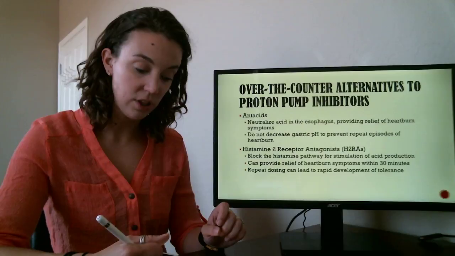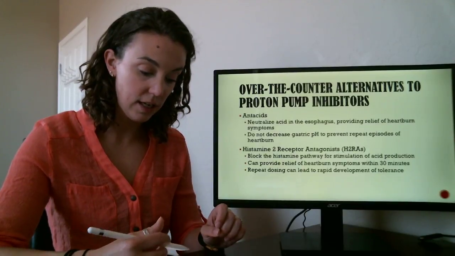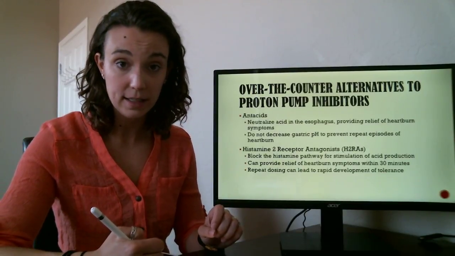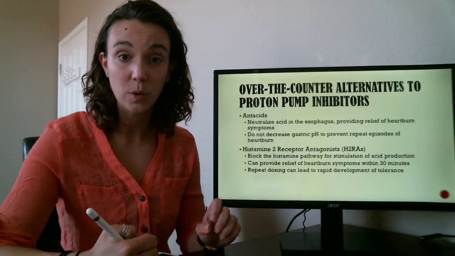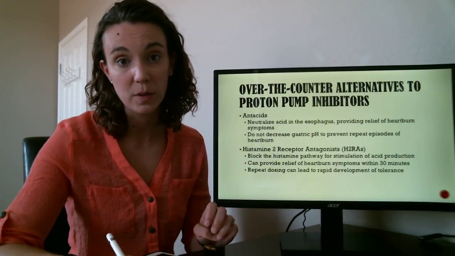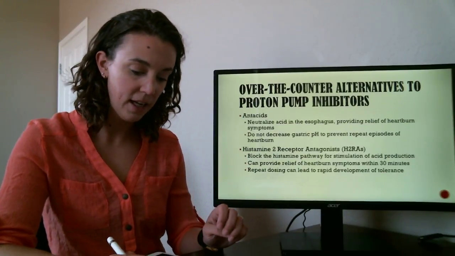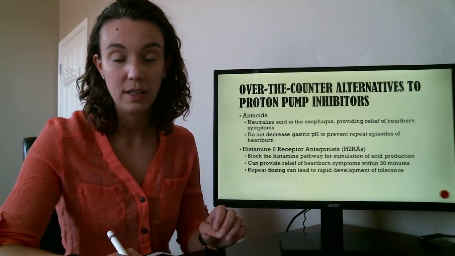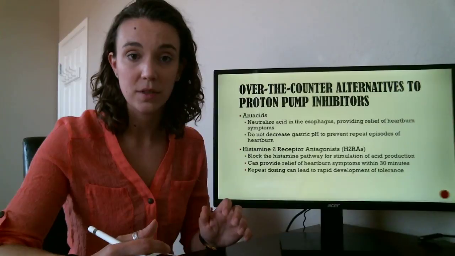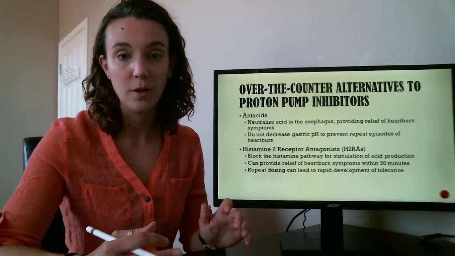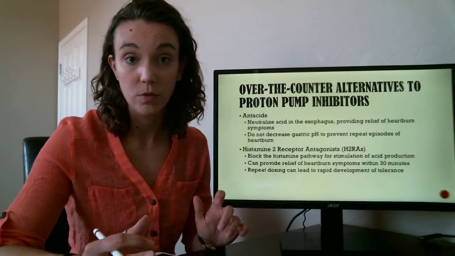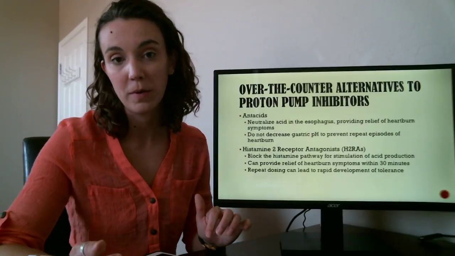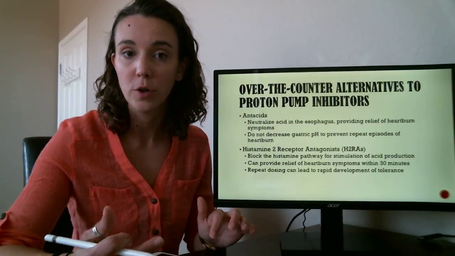The other option is to take histamine 2 receptor antagonists, H2RAs. They can also provide relief of heartburn symptoms once they are already occurring, and they block the histamine pathway for stimulation of the acid production. However, the body can become accustomed to these and build up a tolerance, and therefore they don't work for long-term use, and therefore PPIs are preferred over them.